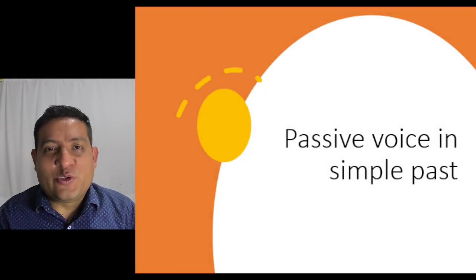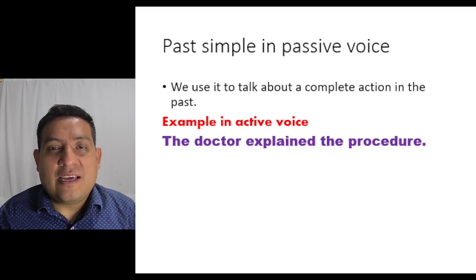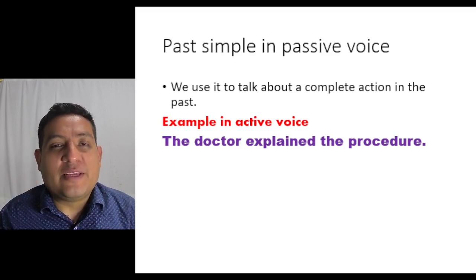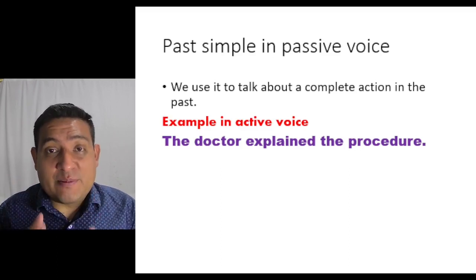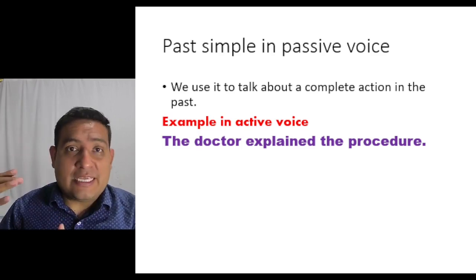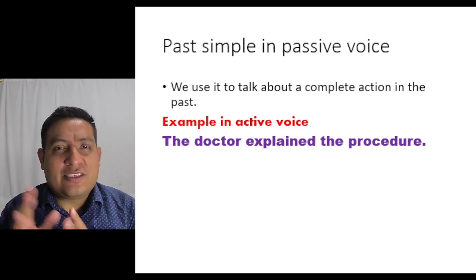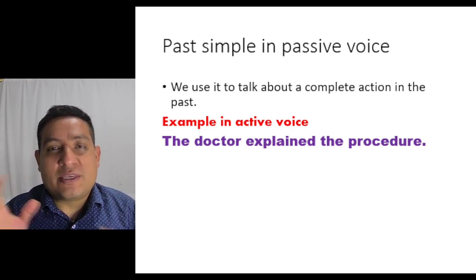Hi, in this video we're going to learn how to use passive voice sentences in simple past. Just a reminder for you. Remember that simple past is used to talk about things that happened in the past, things that already finished. And in this lesson I'm going to show you some examples.